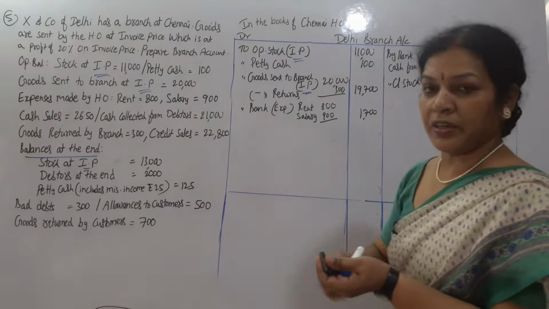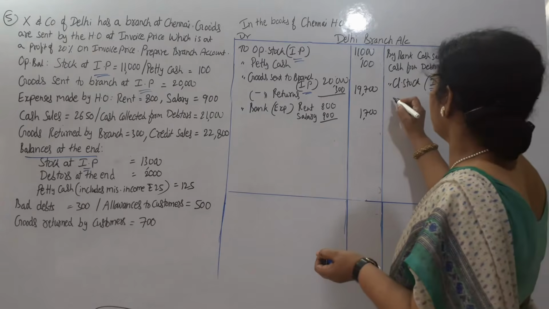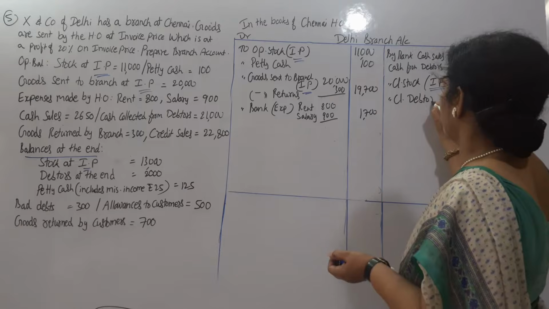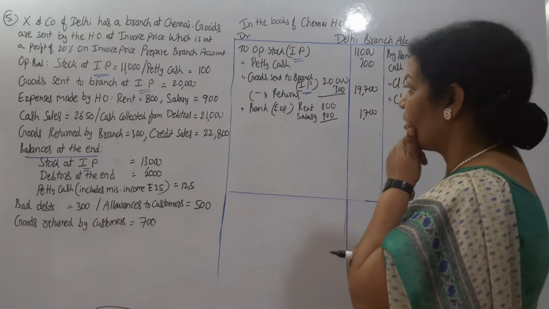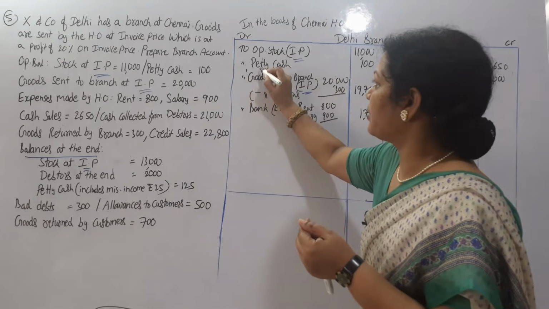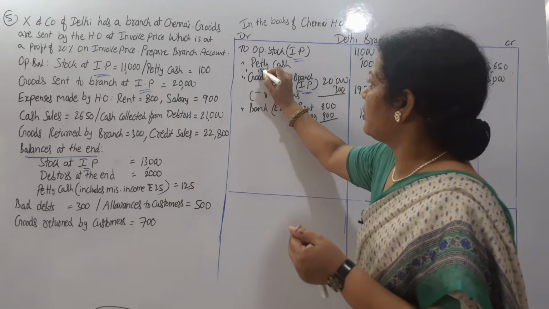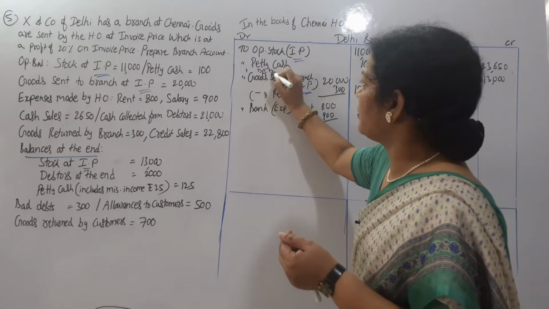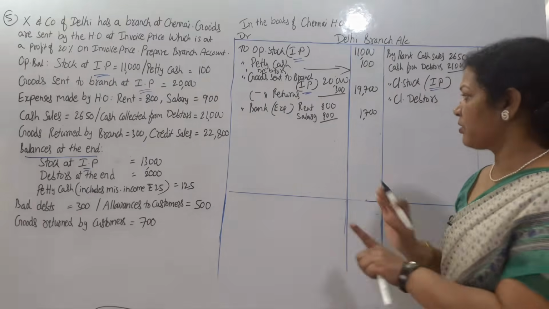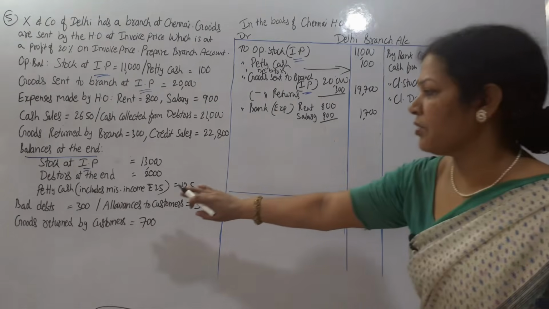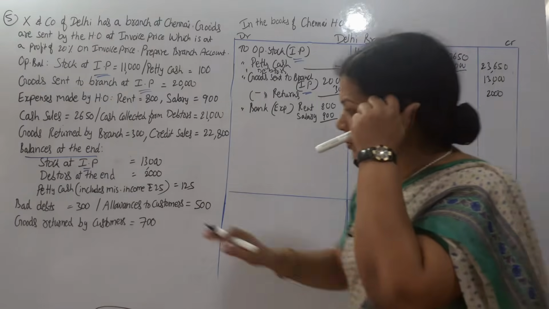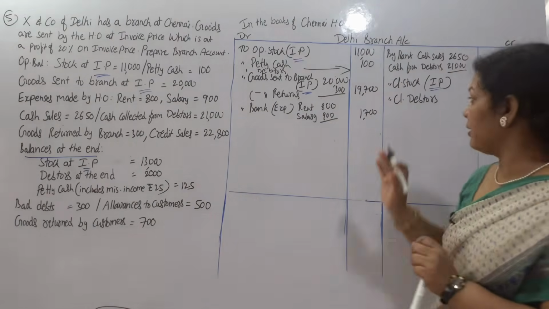And debtors at the end, closing debtors. I could have given some space because debtors comes here, opening debtors. So we are going to calculate debtors. Closing debtors are here 2000. Next, petty cash is here 125.